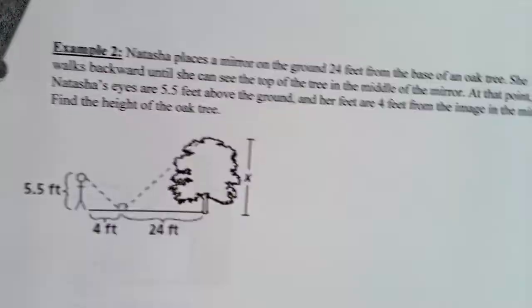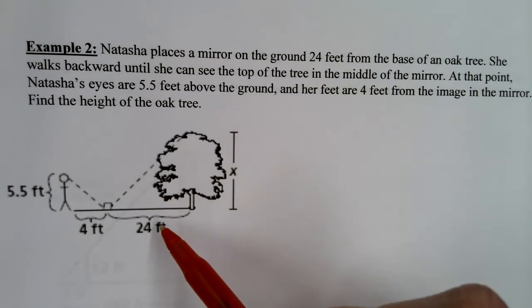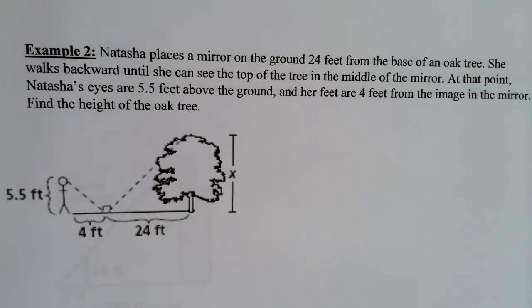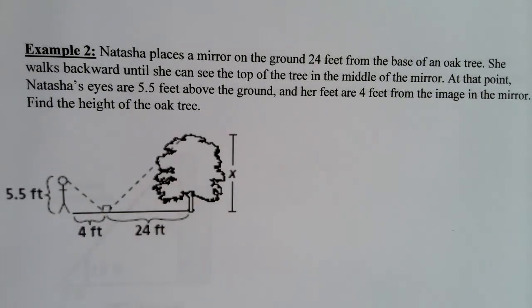I have 6 examples today. Here's example 2. It talks about problems with the mirror. Natasha places a mirror on the ground 24 feet from the base of an oak tree. She walks backward until she can see the top of the tree in the middle of the mirror. At that point, Natasha's eyes are 5.5 feet above the ground, and her feet are 4 feet from the image in the mirror. Find the height of the oak tree.